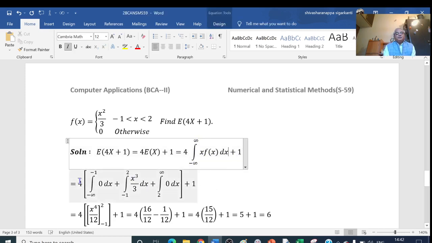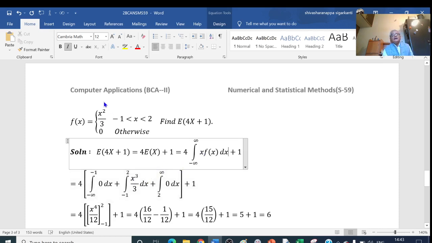That is equal to 4 into, I will split this interval minus infinity to plus infinity as minus infinity to minus 1, minus 1 to 2, and 2 to infinity. Here from minus infinity to minus 1 the value of f of x is equal to 0, and from minus 1 to 2 the value of f of x is x square by 3. Okay, x square by 3, and here we are considering x into f of x.